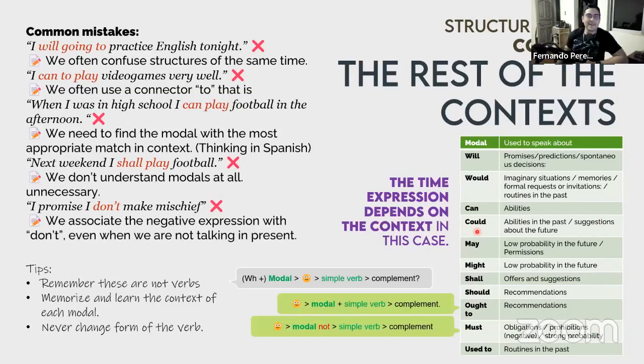Perfect. You could. Because Pam is giving me ideas. So she says, you could do this. You could do that. For recommendations, it's not necessary to say should. Everybody thinks that should is for recommendations, but surprise, could is for recommendations too.